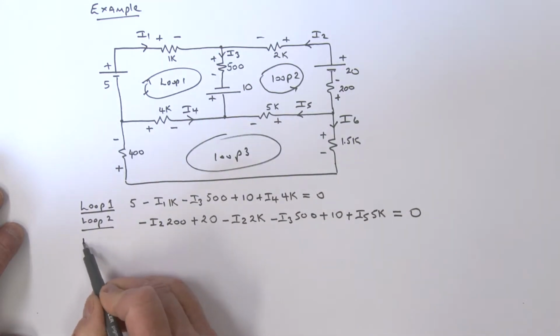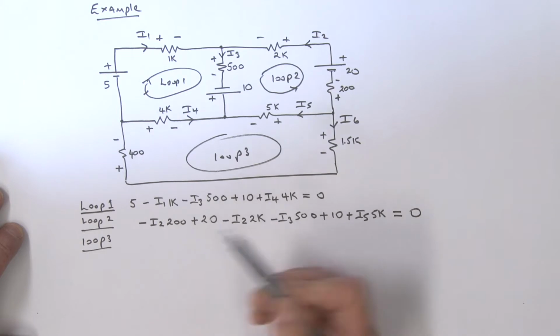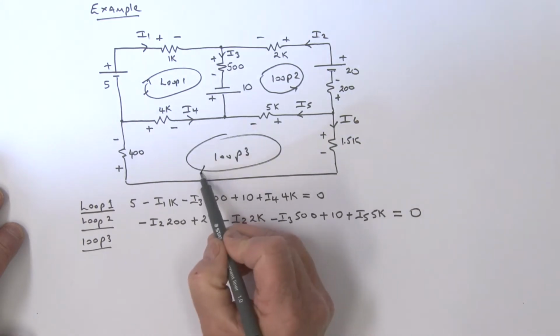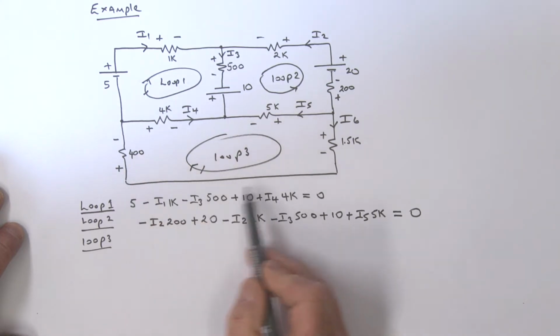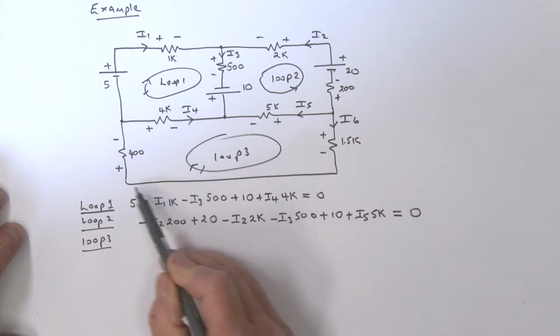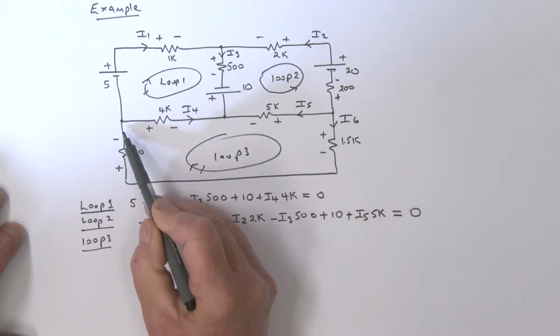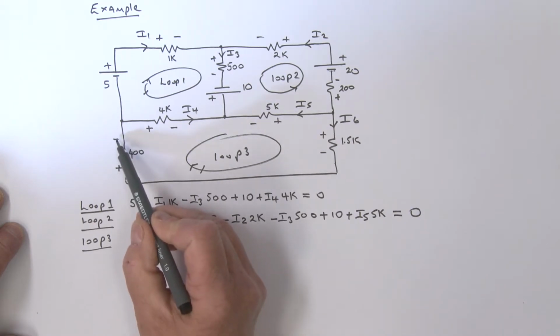Okay, so loop 3. Where do we want to start? Well, it doesn't matter. Let's start here. We'll go around clockwise. Now, this is I6, isn't it? That's what we defined as I6, flowing in this direction like this. All right, so we're going down. We're dropping from a plus to a minus.